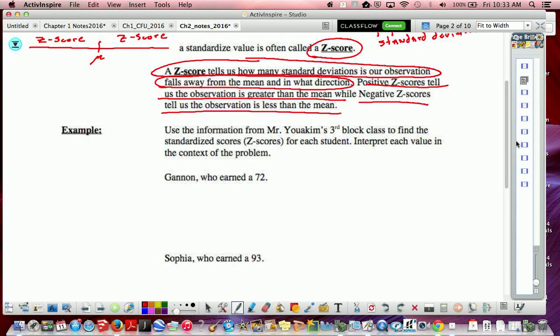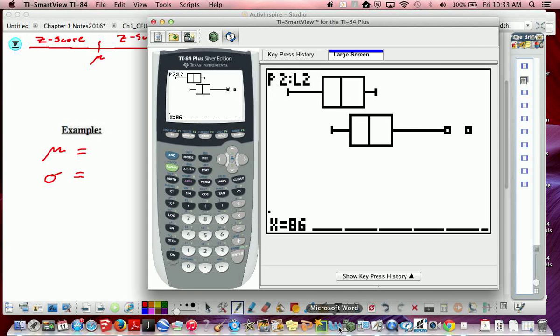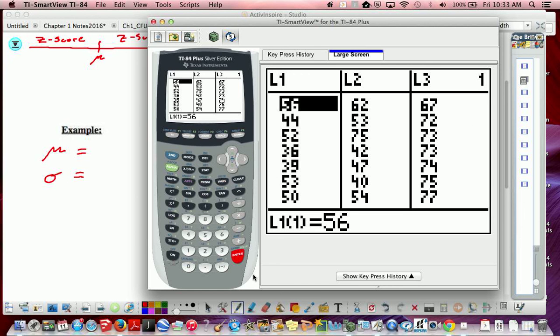So, in order to do this, I actually have to calculate two values. I need to figure out what's the mean of Mr. Joachim's third block class and what's the standard deviation. So, to get that, if you trust me, I trust you. I already entered the data points from Mr. Joachim's class in list 3, just to save a little bit of time. But if you wanted to follow along and do it, go ahead and enter those 25 scores in list 3. However, I am going to continue on. So those of you watching this video, pause it, enter in the scores, and start it up again.